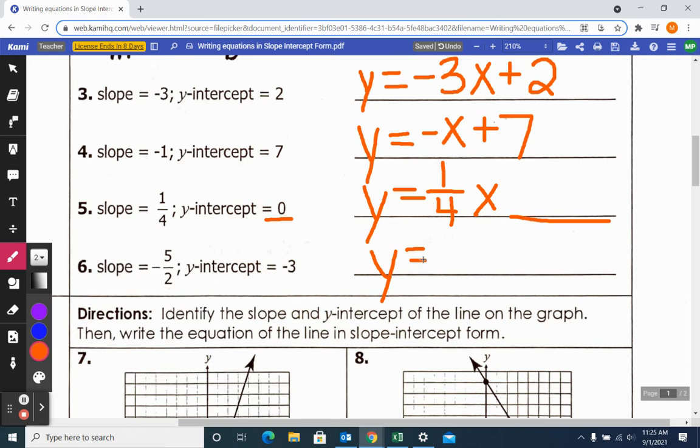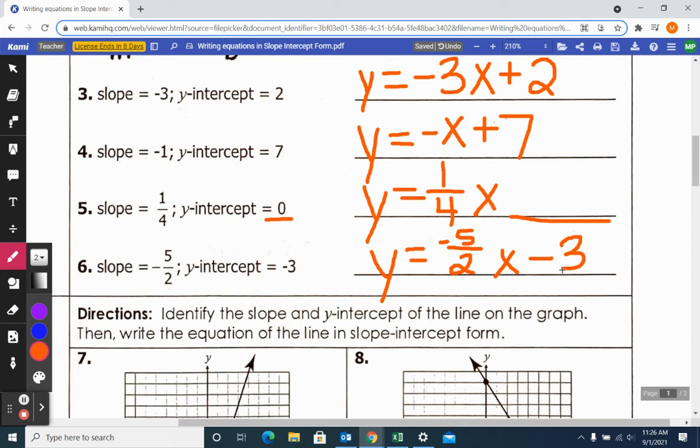This one, y equals, what's my slope? -5/2 x, and then what's my y-intercept? -3, because it's negative. So that's how you write them given the slope and y-intercept.